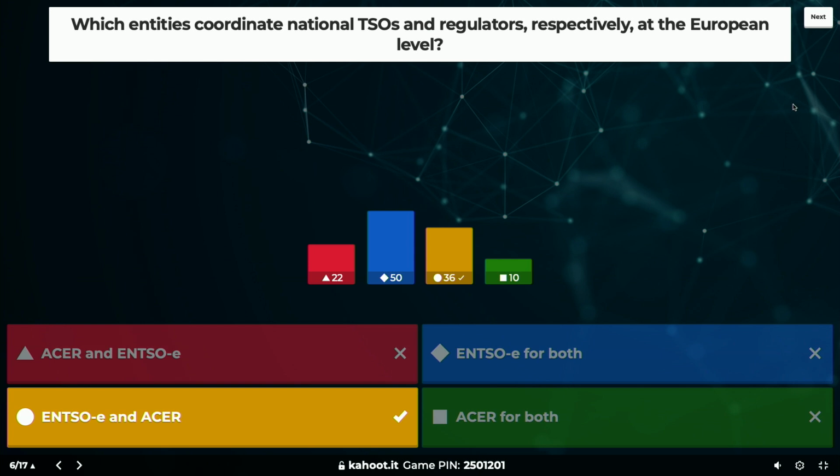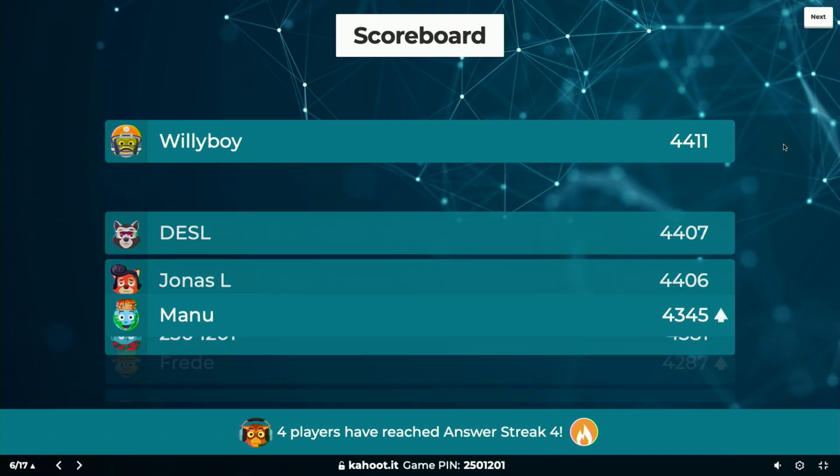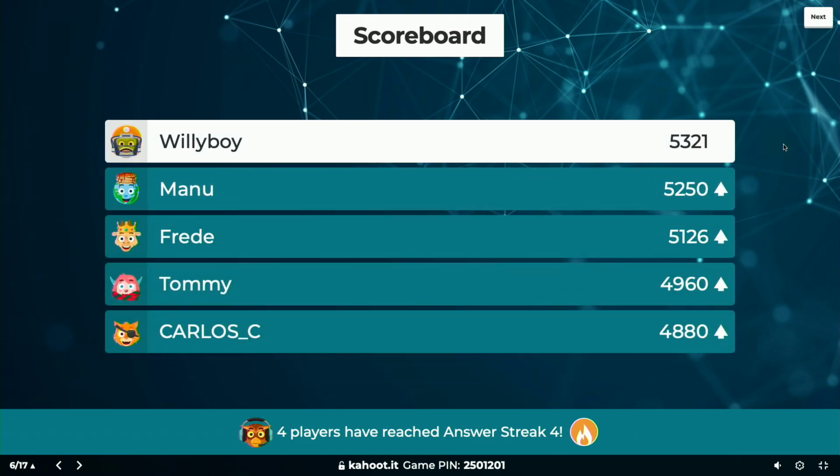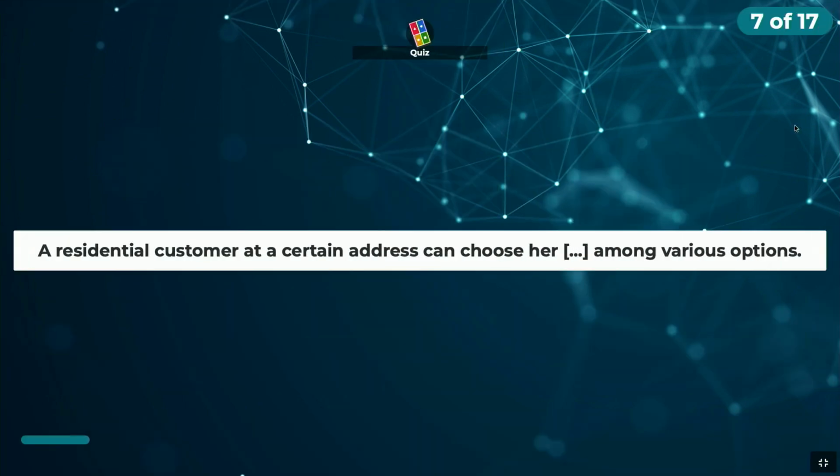Yes. The right answer is yellow. ENTSO-E coordinates national TSOs and ACER coordinates national regulators. So the majority said blue, which is wrong. Still Willy boy. Question 7.